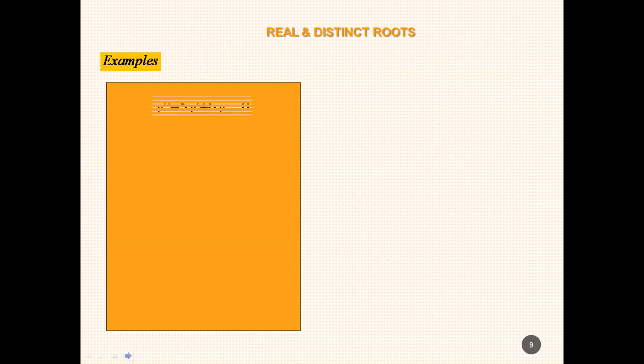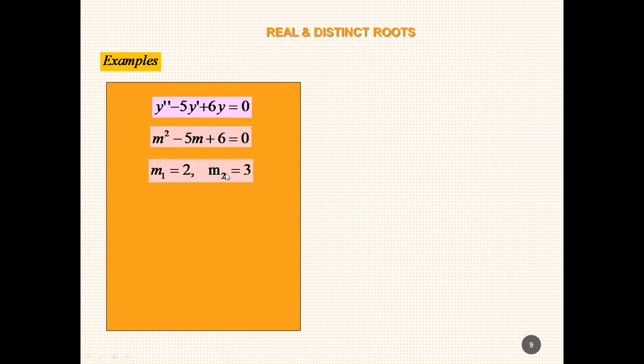So if the roots are real and distinct, like this one, this is your characteristic equation. We just change the D to M. This is our first example. These are your real unique roots. So these would be the 2 terms that will appear in your general solution.